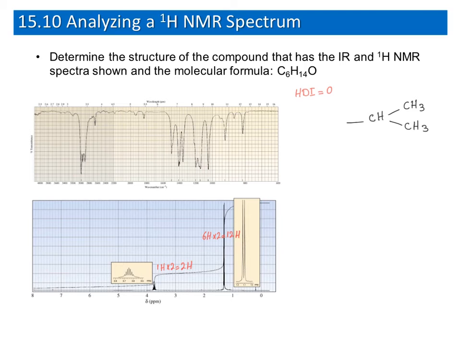Now, since we have symmetry in the structure, we can think about having 2 of these pieces in the structure, so we can get the appropriate integration. Now, these 2 hydrogens are exactly the same, so we are going to see a signal for them right here with integration of 2 hydrogens. And these 4 methyl groups are exactly the same, so we are going to see a signal for them at around 1.3 ppm with integration of 12 hydrogens.